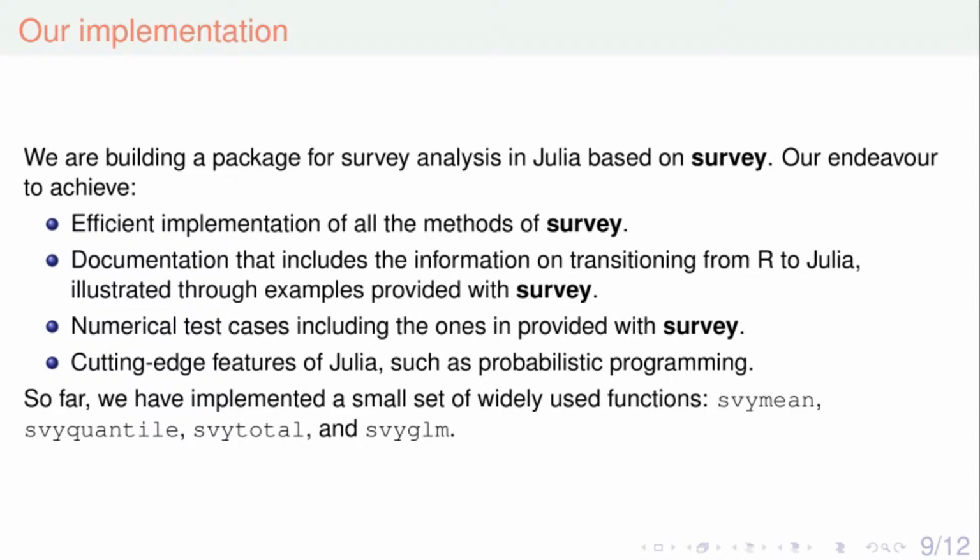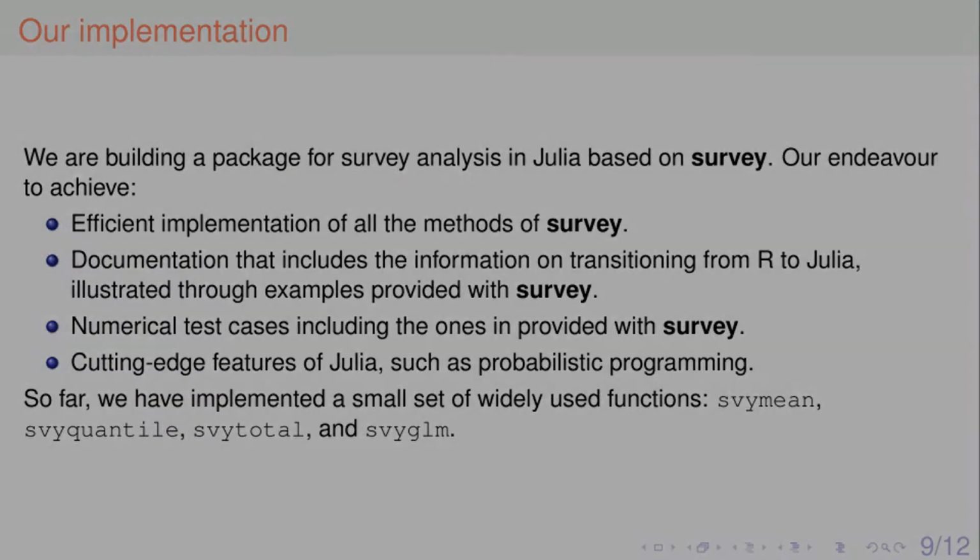And finally, we will have the cutting edge features of Julia, such as probabilistic programming. That's a lot for the future. Right now, we have implemented only a very small set of functions: mean, quantile, total, and generalized linear models. And a lot of stuff can actually be done just on the basis of these.